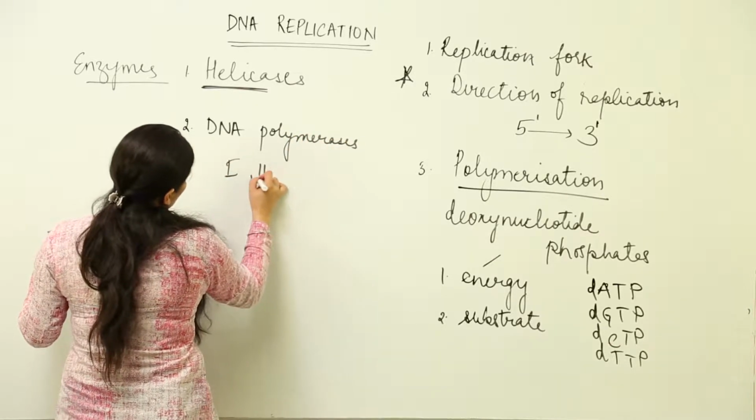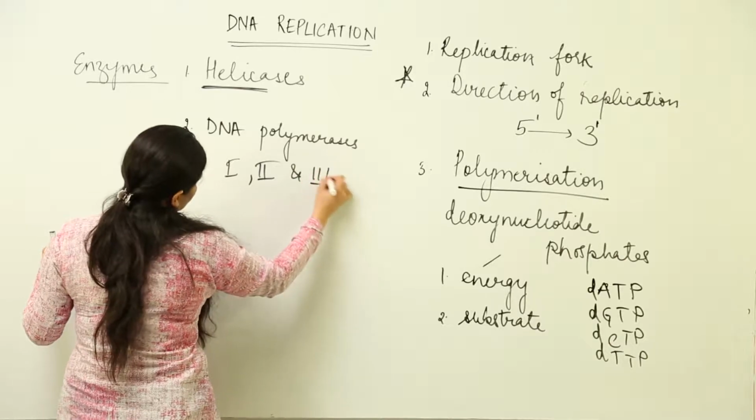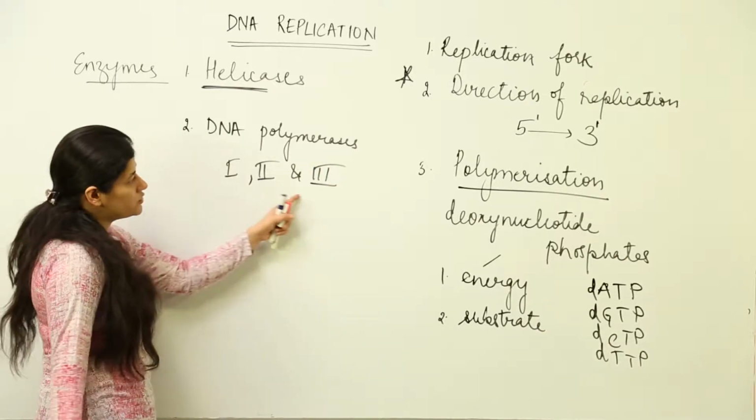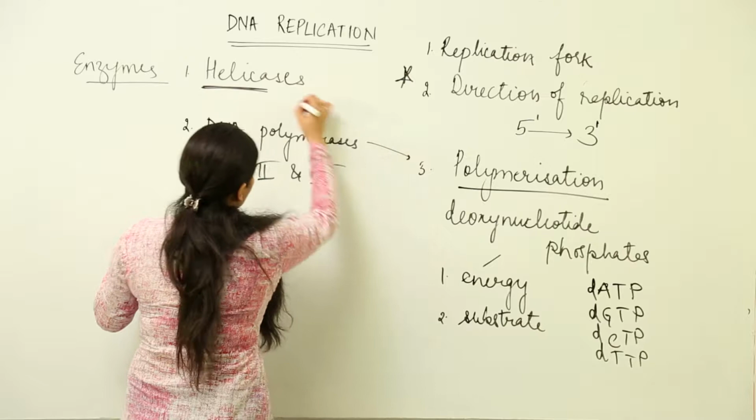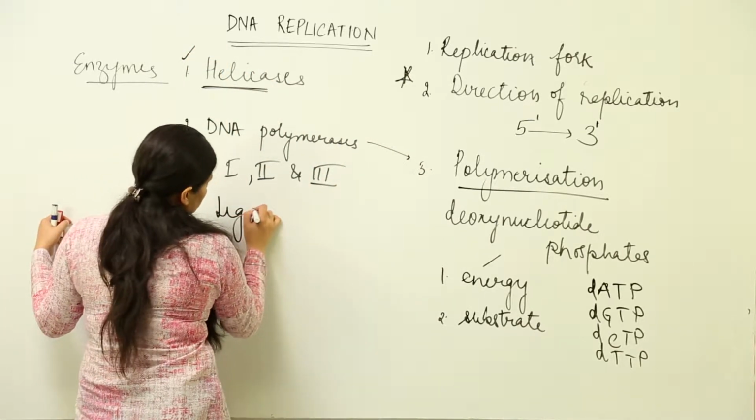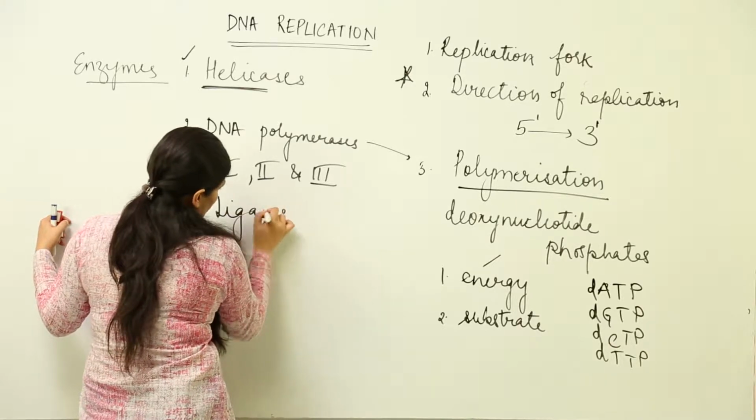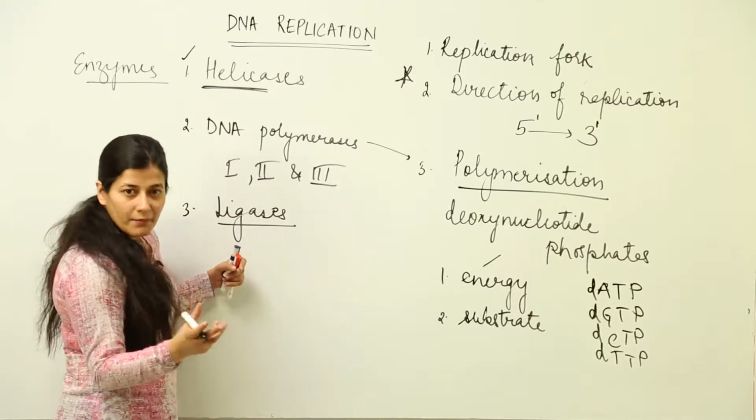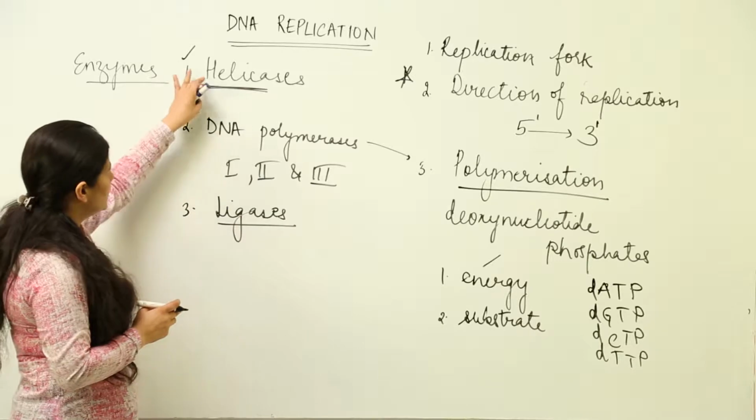1, 2 and 3. Okay, 1, 2 and 3. It has something to do with polymerization. Third one is ligases. You know what ligases are meant for? They are meant for joining. That means some fragments would be formed. So we get the enzymes.